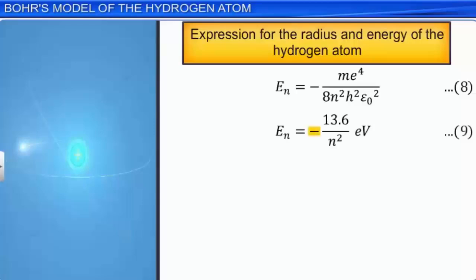The negative sign of the total energy of an electron moving in an orbit means that the electron is bound with the nucleus. Substituting n equal to 1 in equation 9, we get the energy of the first orbit, E₁, is equal to −13.6 electron volts. This is the lowest energy state of the atom and is called the ground state. Thus, the minimum energy required to remove the electron from the ground state is 13.6 electron volts. This is called the ionization energy of hydrogen atom.